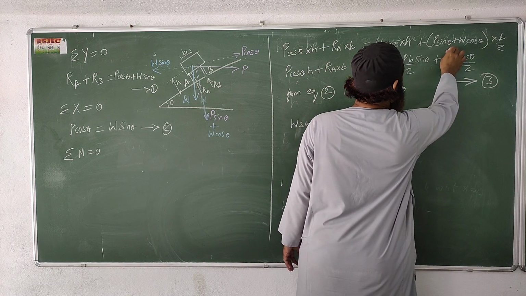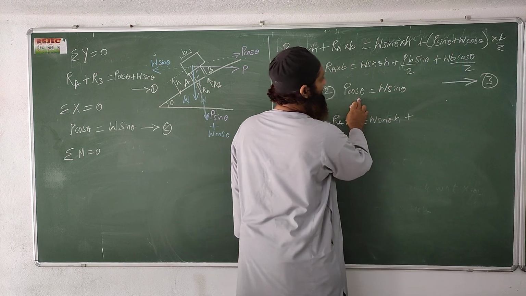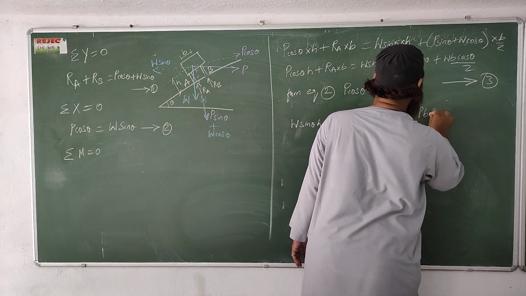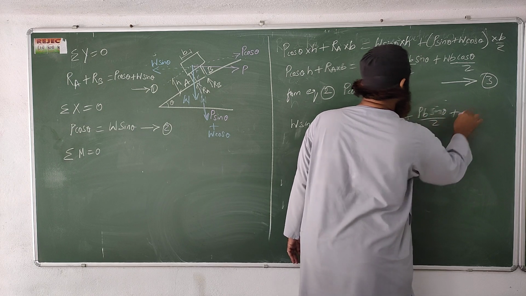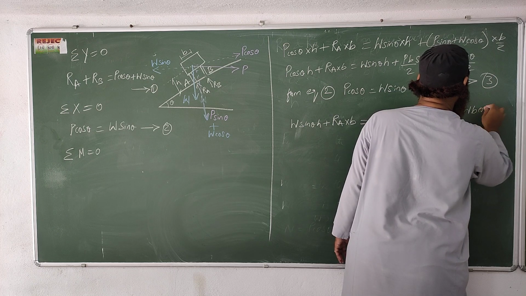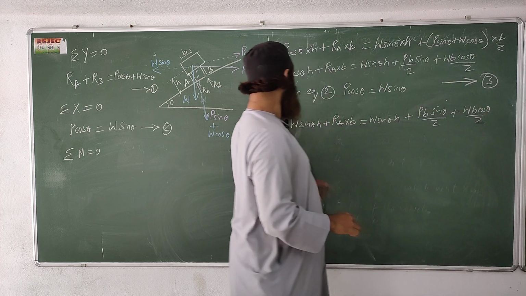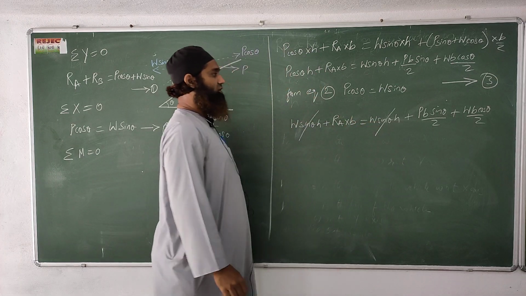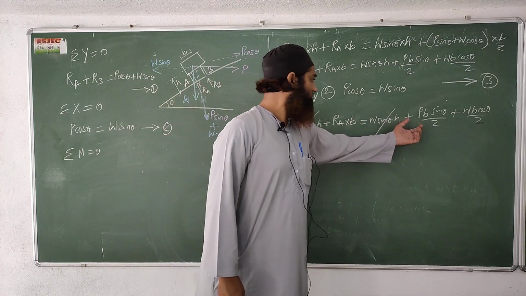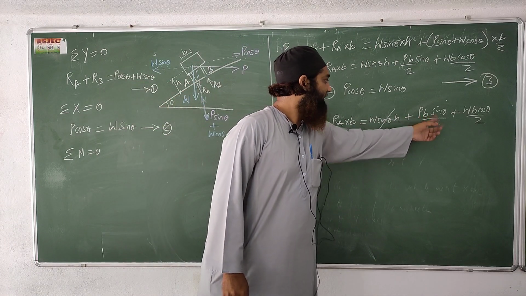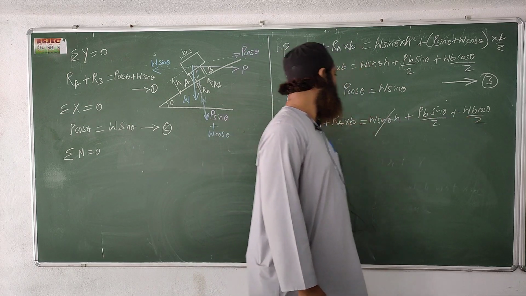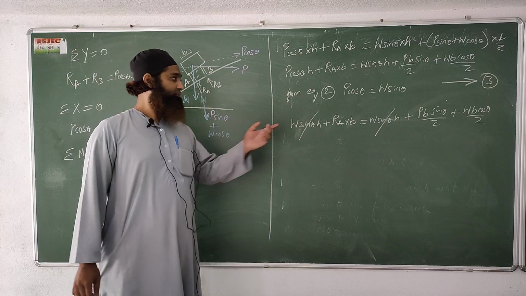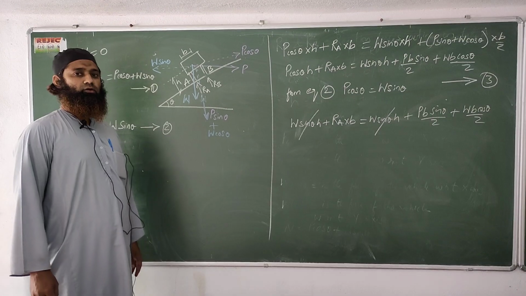We can't substitute here, this is P sin theta, this is W cos theta. Let this be here like this only, P sin theta by 2 plus WB cos theta by 2. So you can see here, this value and this value will get cancelled. Now what is being left here is RA into B is equal to PB sin theta by 2 plus WB cos theta by 2. Let us check what is left here.